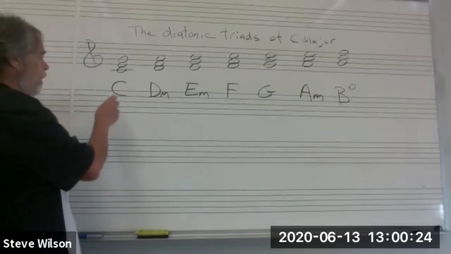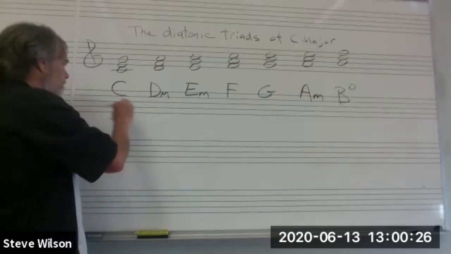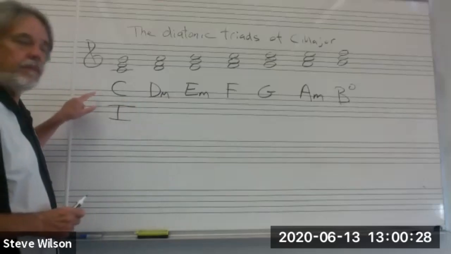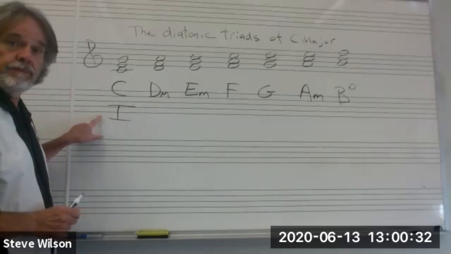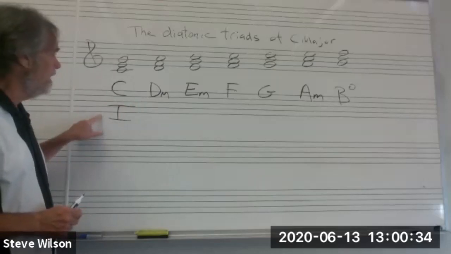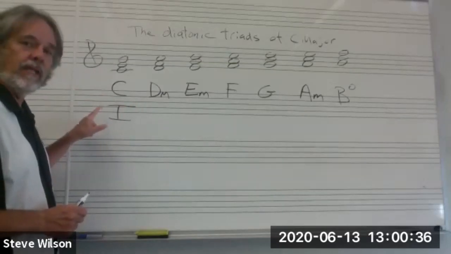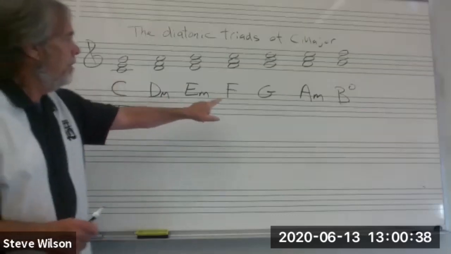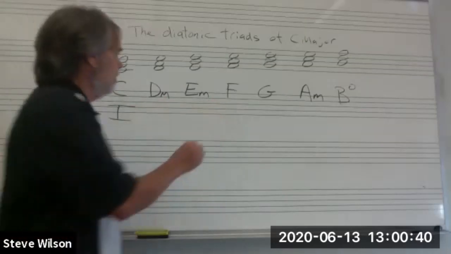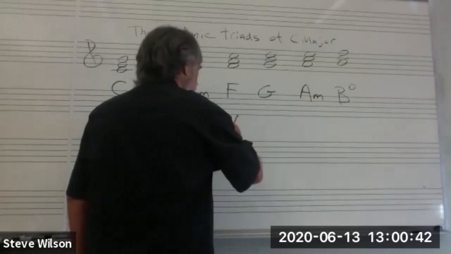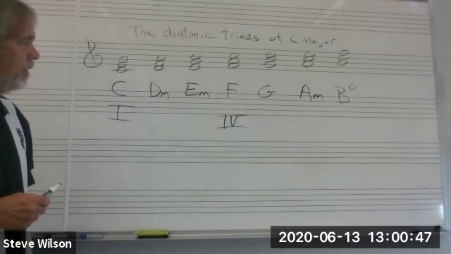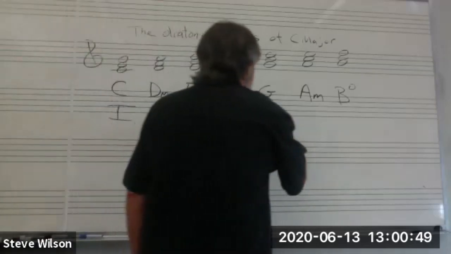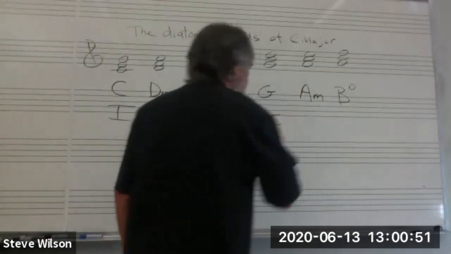In the case of this one, the C major triad, I call it the one chord. The one chord means it is the first chord of the key of C. The F chord is called the four chord. I use a capital Roman numeral for that. The five chord is G.